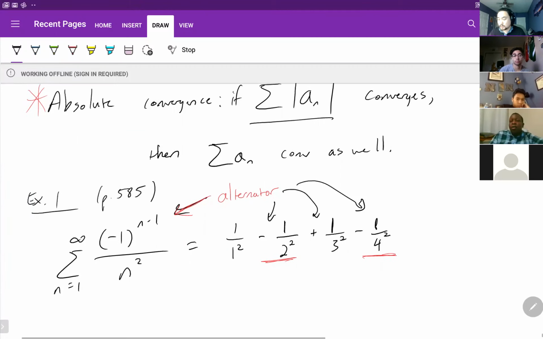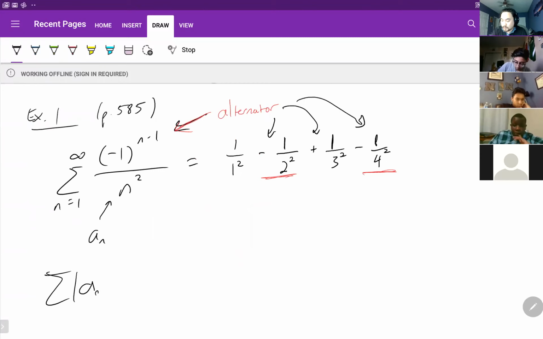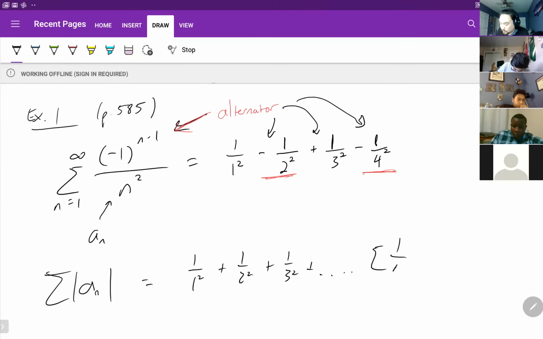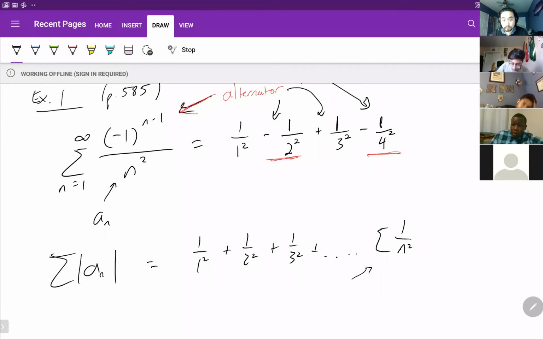Okay, see what I'm saying? So if this is my a sub n, and I look at a sub n with absolute values, what that does is get rid of all the negative terms. It's going to make all the terms positive. So what you end up getting is 1 over 1 squared plus 1 over 2 squared plus 1 over 3 squared, and so on. You get the sum of 1 over n squared, right? And we know how to prove convergence on this one. This is a p-series, so this converges by p-series.